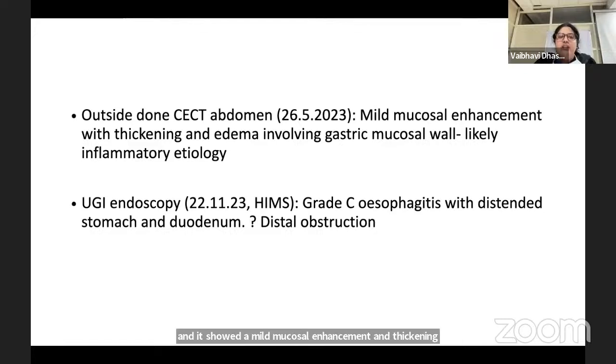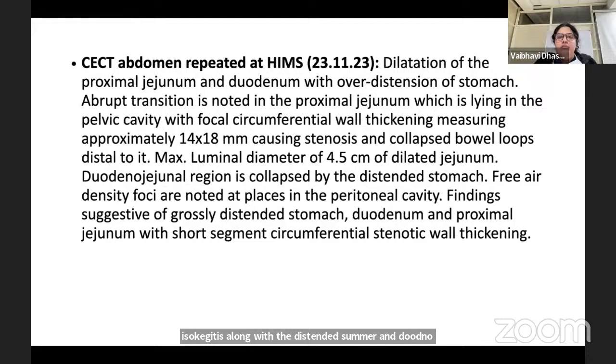After admission, the patient underwent an upper GI endoscopy, which was suggestive of grade C esophagitis, along with a distended stomach and duodenum. The gastroenterologist had doubts of an obstruction distal to the duodenum. A CT of the abdomen was also repeated here, which showed dilatation of the proximal jejunum and duodenum with overdistension of the stomach, and a transition point in the proximal jejunum lying in the pelvic cavity with focal circumferential wall thickening, approximately 14 by 18 millimeters, which caused stenosis and collapsing of the bowel loops distal to it. The luminal diameter of the jejunum was 4.5 centimeters.